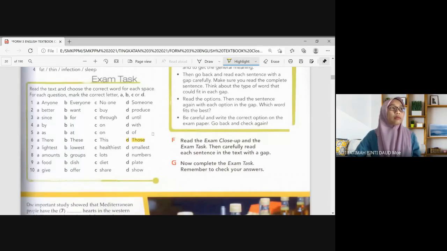For example, those are the stuffs that I asked you to bring. Barang yang banyak lah. Those are the stuffs that I asked you to bring. Tapi kamu tunjuk dekat arah yang jauh. Jauh sikit lah. Understand eh? This untuk benda yang dekat. There and those untuk yang jauh. But the difference is the singular and plural. Okay.